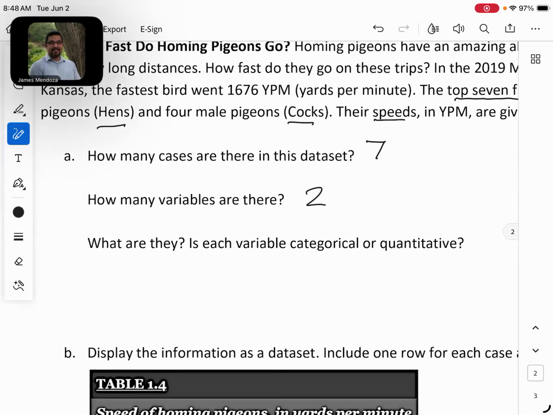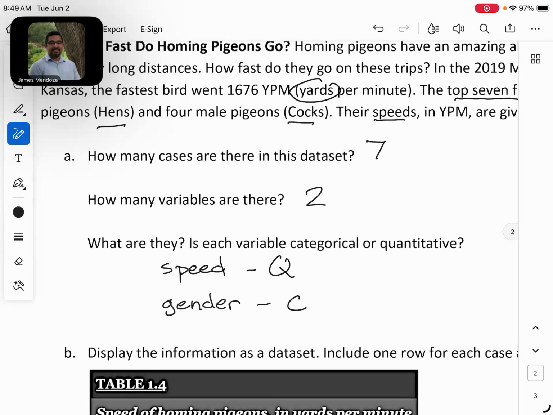So when it comes down to asking what the variables were, you can say one of them was the speed, and the other one you could put either sex or gender. And gender being that they were either a male or a female bird, it would be categorical, and speed, because it was based on numbers, the yards per minute, that'd be quantitative.